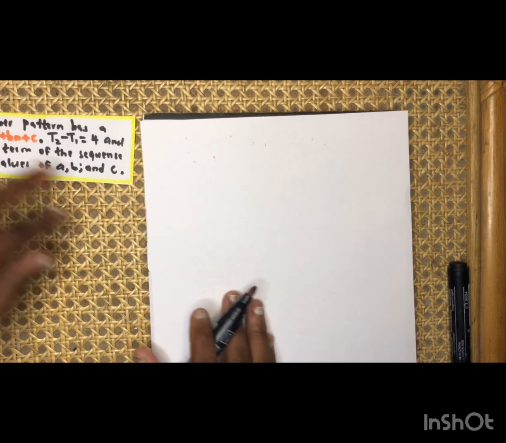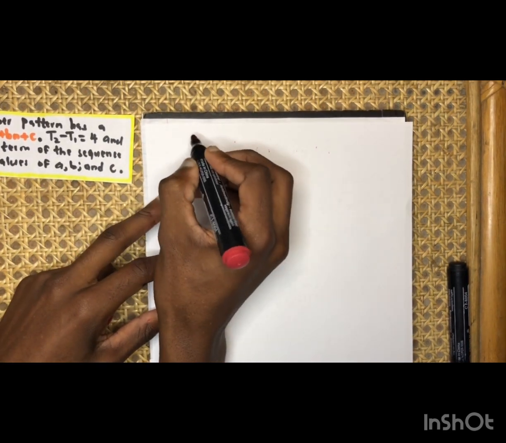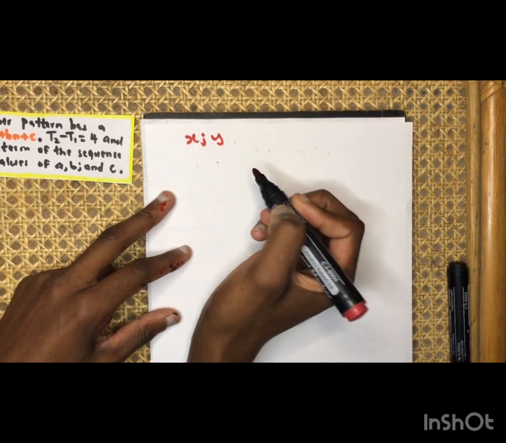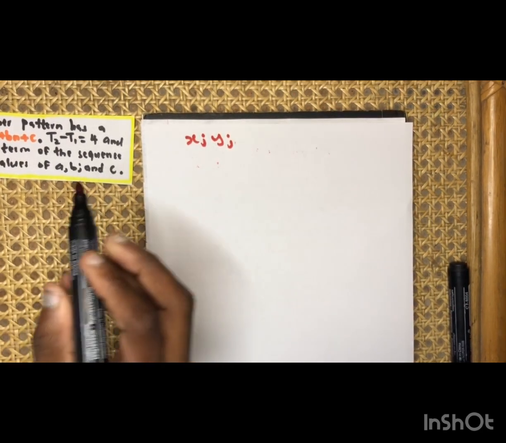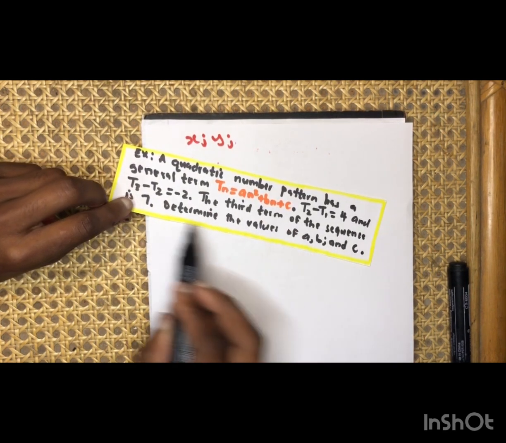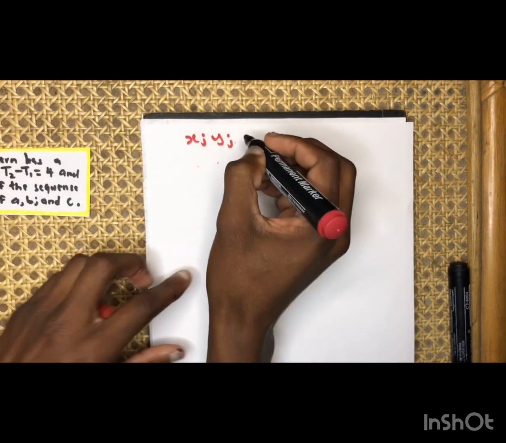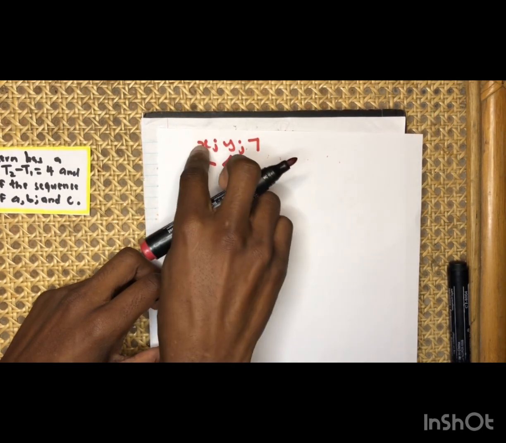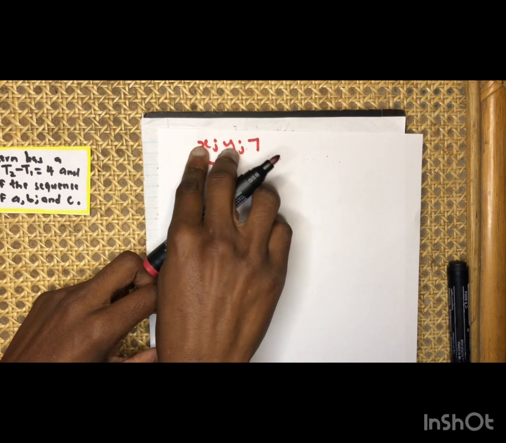All right. So do we know the first term of the quadratic? No, I'm going to put x. Do we know the second term? No, I'm going to put y. The third term? Yes, because we are told that the third term of this sequence is 7. So now we have 7 here. So this is T1 for quadratic, this is T2, this is T3.